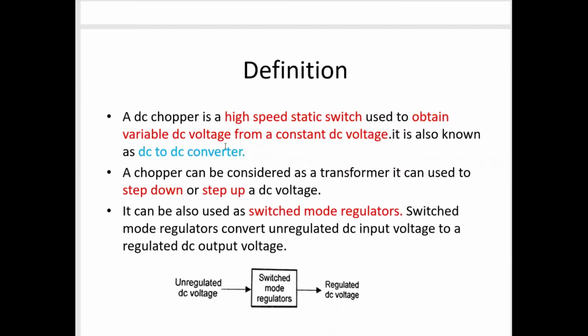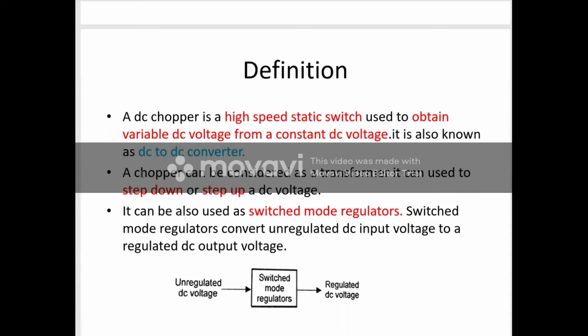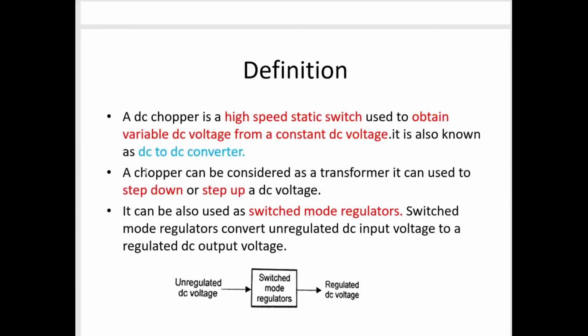So converting one DC into another DC is called a DC to DC converter. I said the input is 5 volt, so the output may be either 10 volt or 3 volt. If it is 10 volt, it means the output is higher than the input. If it is 3 volt, the output is lower.